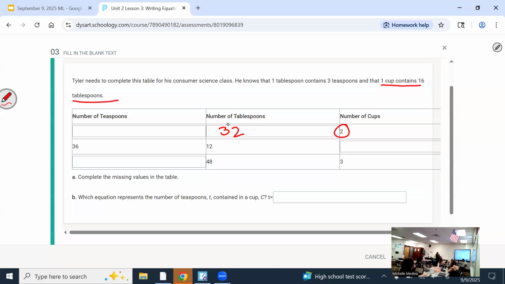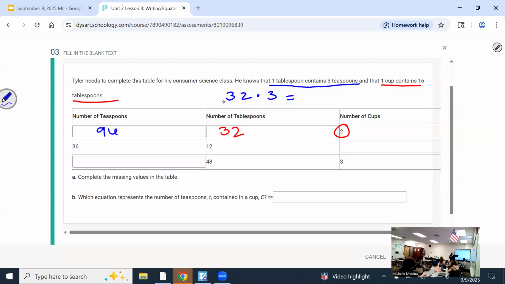Now that I have that, I can do the conversion for teaspoons because they did tell me also that 1 tablespoon contains 3 teaspoons. What math do I need to do to find this? 96. 32 times 3. Now listen, don't put any extra spaces. Don't even put your work shown in these little boxes or it'll score it wrong.